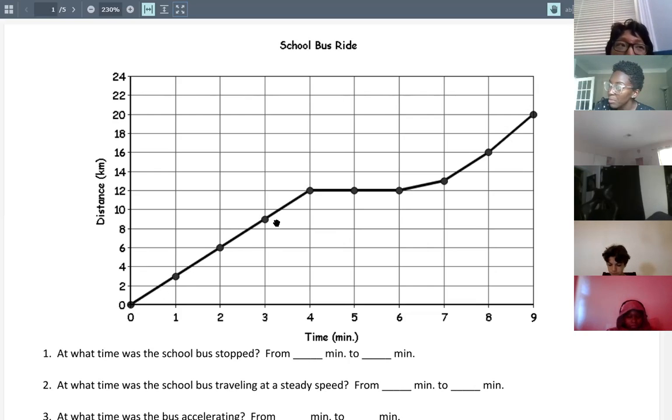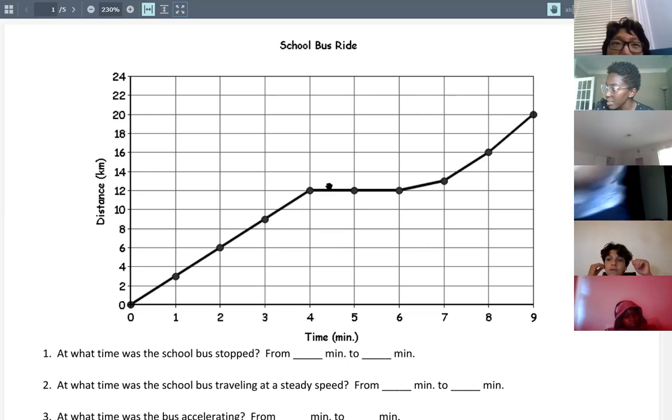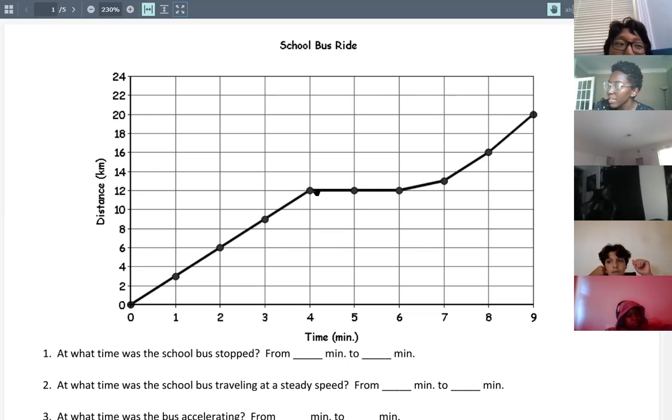So when you get up here, is the bus still moving up? No, it's being still. Time is passing right here, but he's not increasing in distance. He's not going up any kind of way. So right here, the bus is being still. And then I was asking, from what minute to what minute was the bus being still? Esther, what did you say? Oh, 4 to 6. Yes, exactly. 4 to 6.